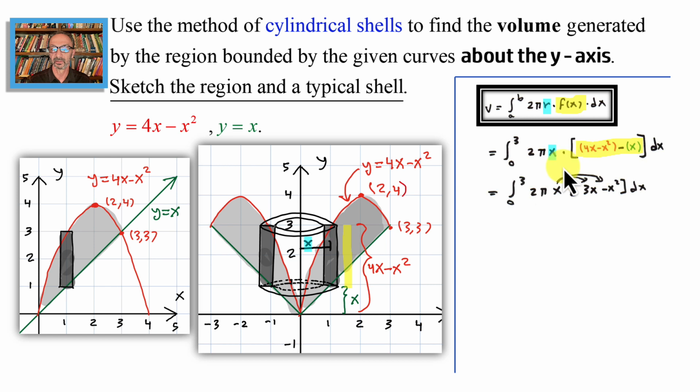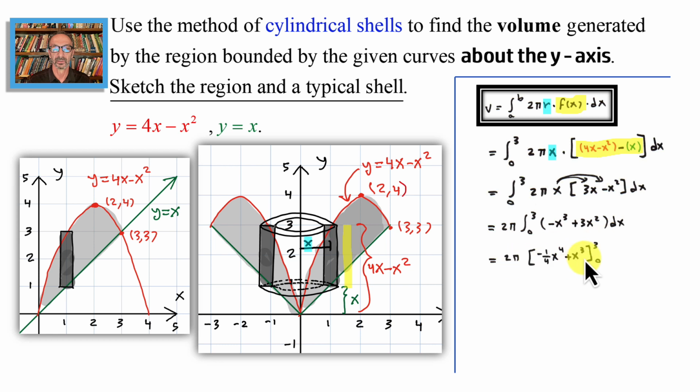Taking this x in with the distributive property, I will have 3x to the second minus x cubed, or minus x cubed plus 3x to the second. Taking 2 pi outside of the integration, it's a constant. Integrating with respect to x, that's going to be minus x to the 4 over 4, or negative 1/4 x to the 4, plus 3x to the third over 3, the 3 cancels.